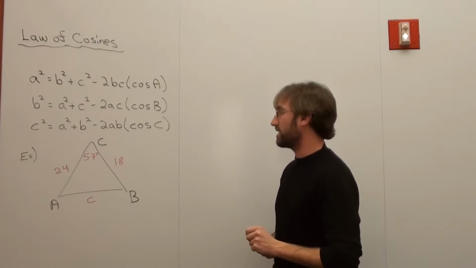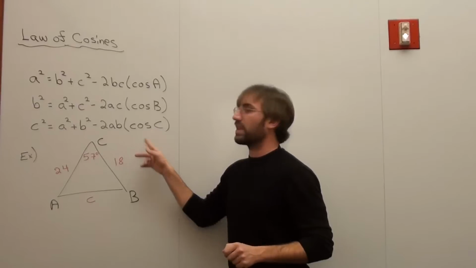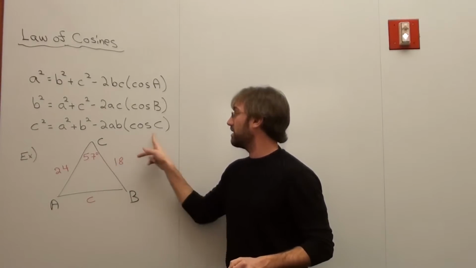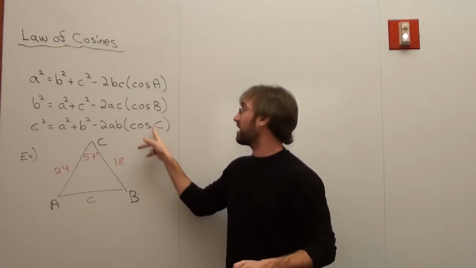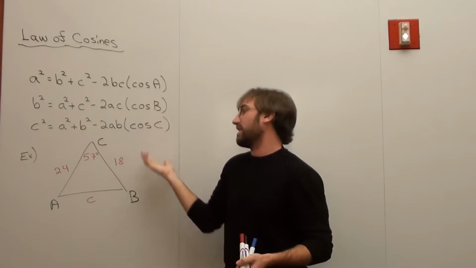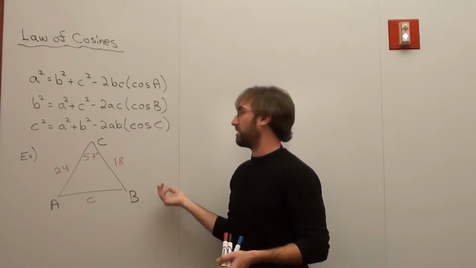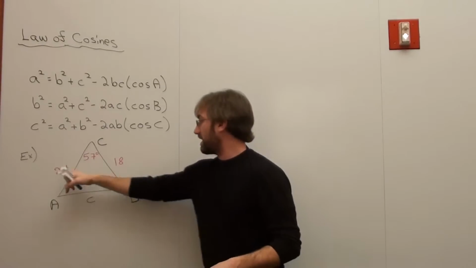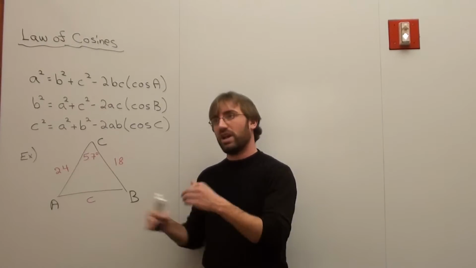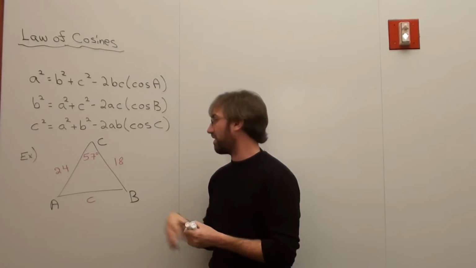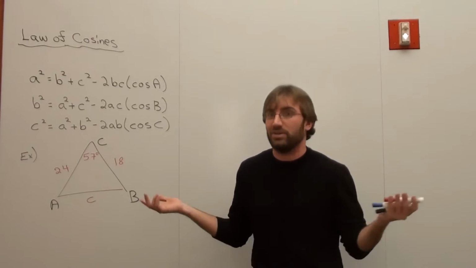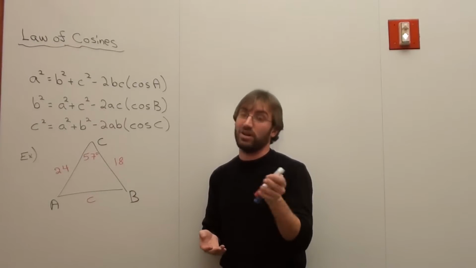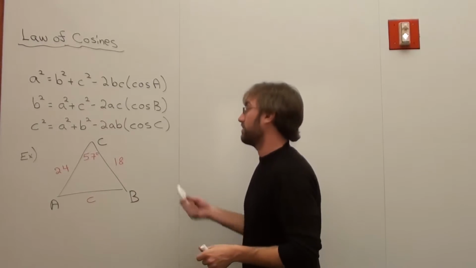What I can do is use one of these three formulas. Since I'm given angle C, that's the one I'm going to use. I'm not given angle B or angle A, so it's not going to work out as well. If I'm given two sides and an angle, and I don't have an angle on its respective side, I can't use law of sines. So I use the law of cosines.